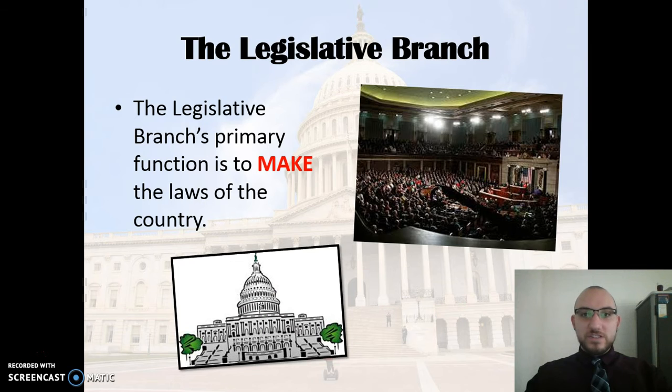Since we're focusing on the legislative branch today, the primary function of the legislative branch is to make the laws of our country.